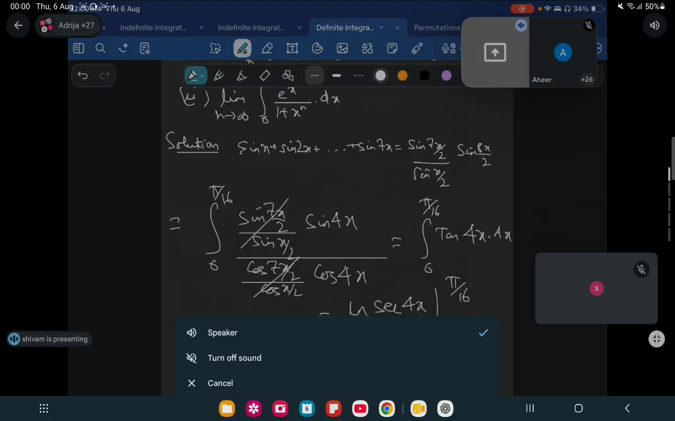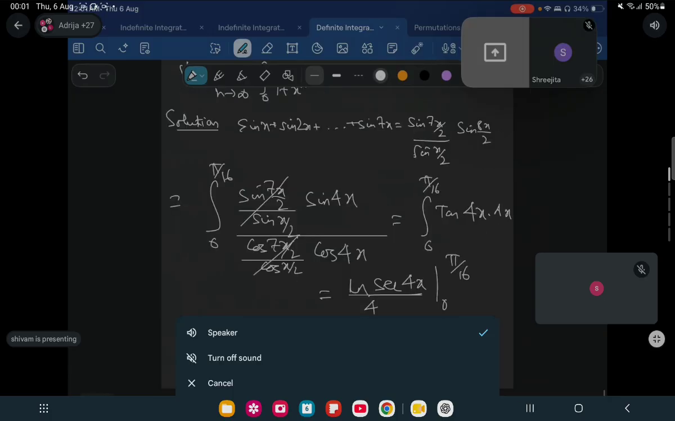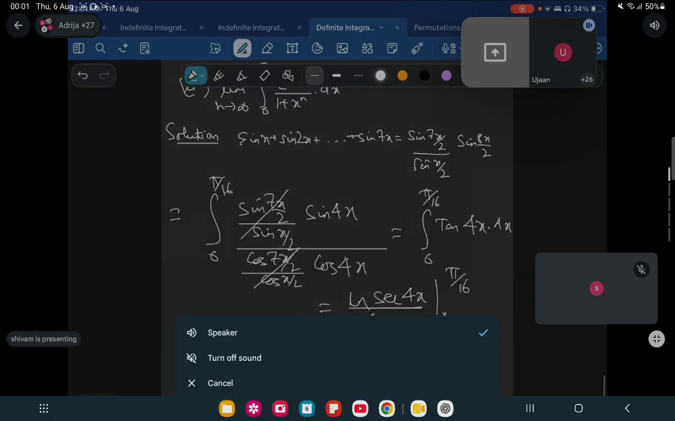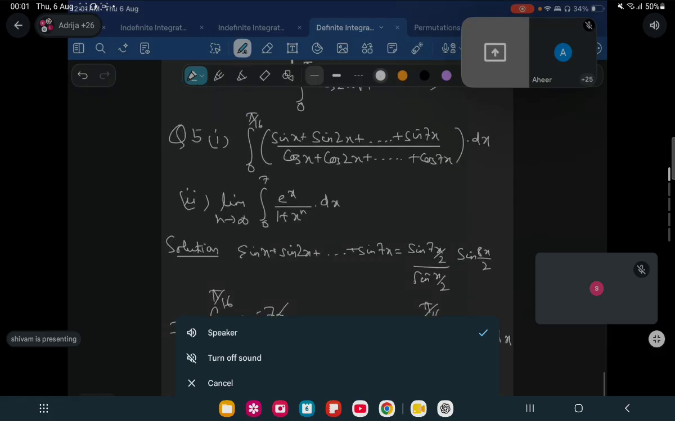Are people getting it, yes or no? Shrita, are you getting it? Yes, sir. But sir, what formula have you used in the cosine series? There is a formula in trigonometry, right? Sine and cosine series, remember that. Can you write that for me? It will be sine 7x by 2 divided by sine x by 2. That's what I was telling, in the denominator sine x by 2. Sorry, by mistake I wrote it. Can you show question number 2? Okay.